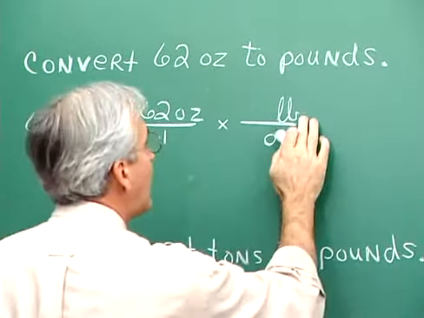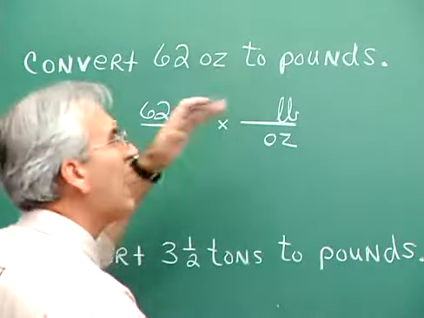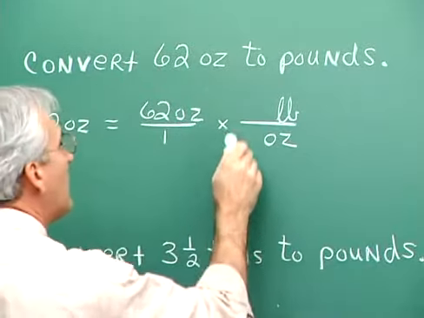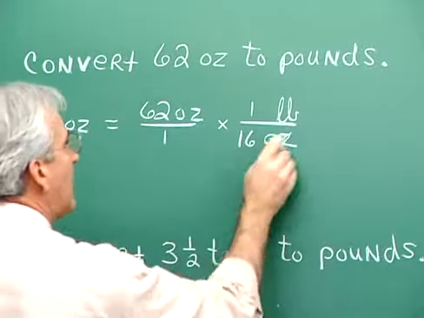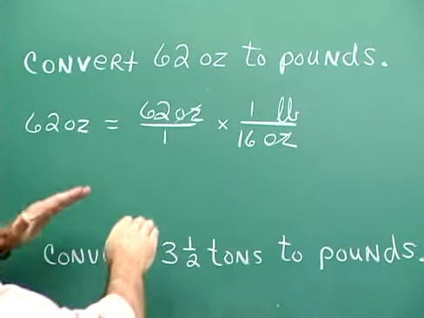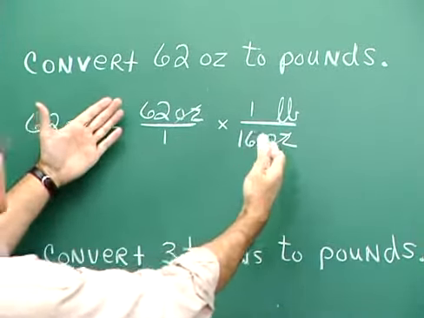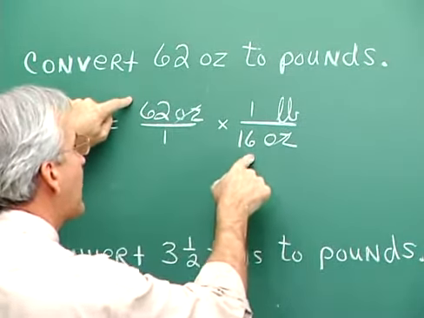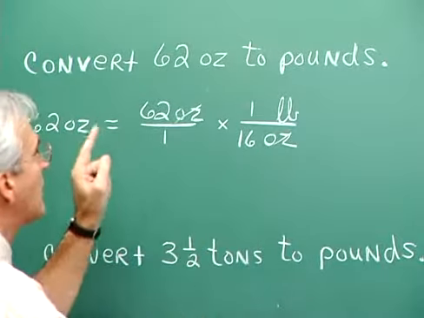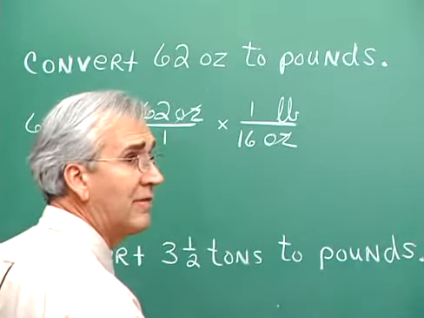Now we want to write the number of ounces in a pound. Let's see, it was 16 ounces in a pound. So 16 ounces make 1 pound, and away we go. The ounces cancel here, and we need to say that this is 62 divided by 16. And the result will be some number of pounds.